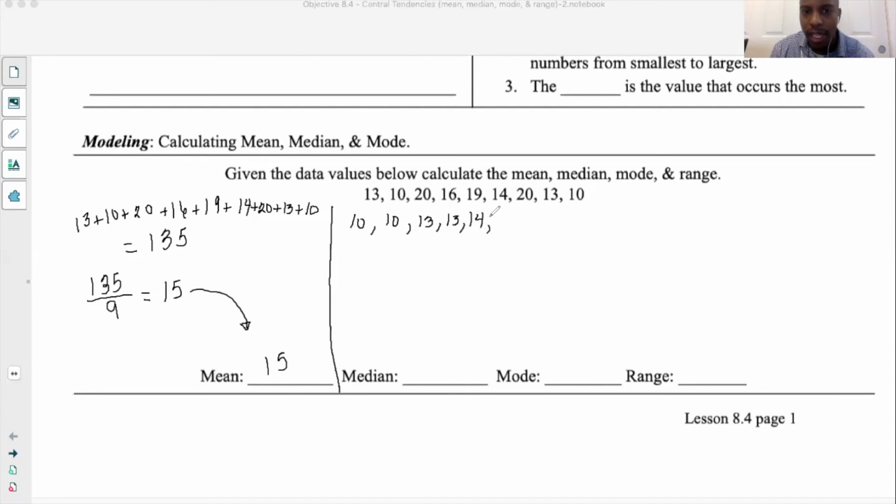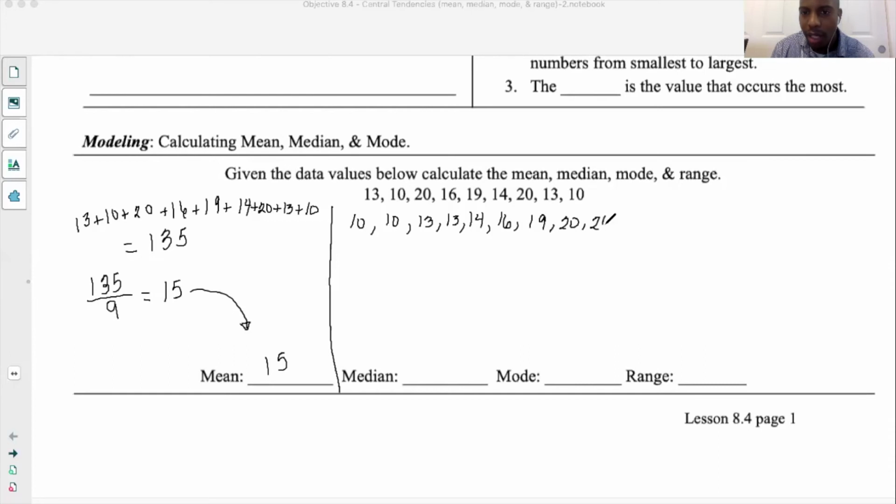Then 16, right? If you want to cross them out as you do them, that way you won't lose track of which ones you already wrote down. That's perfectly fine. That way you won't lose track of them. 19, 20, and I believe there's another 20.